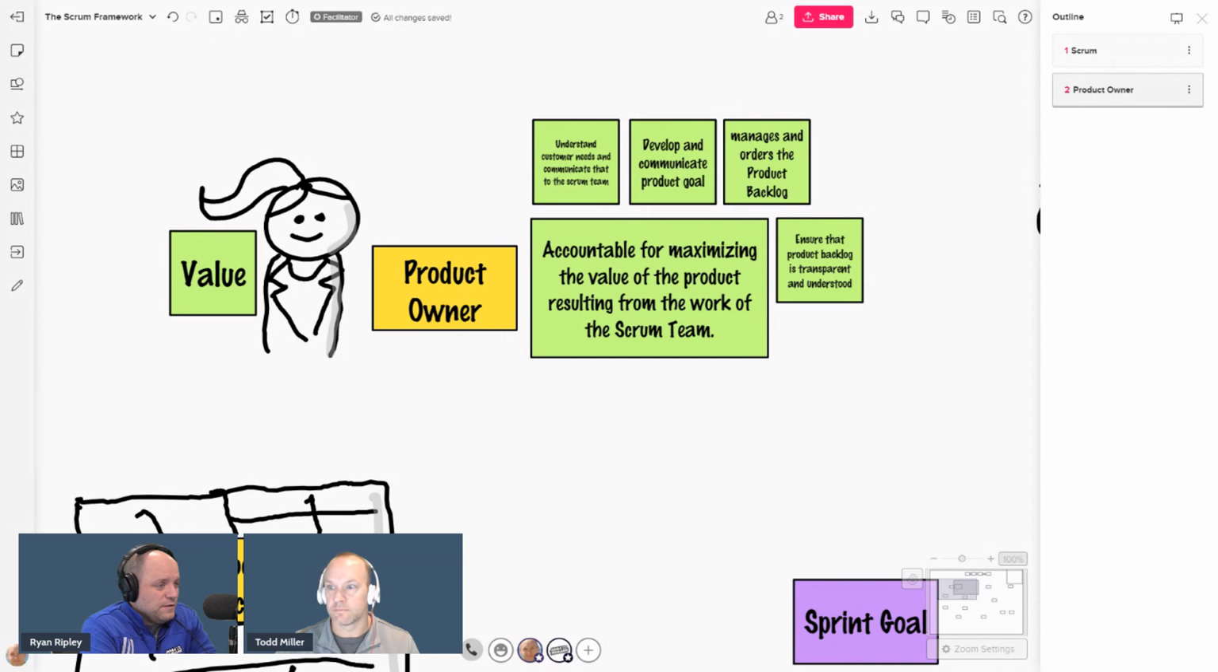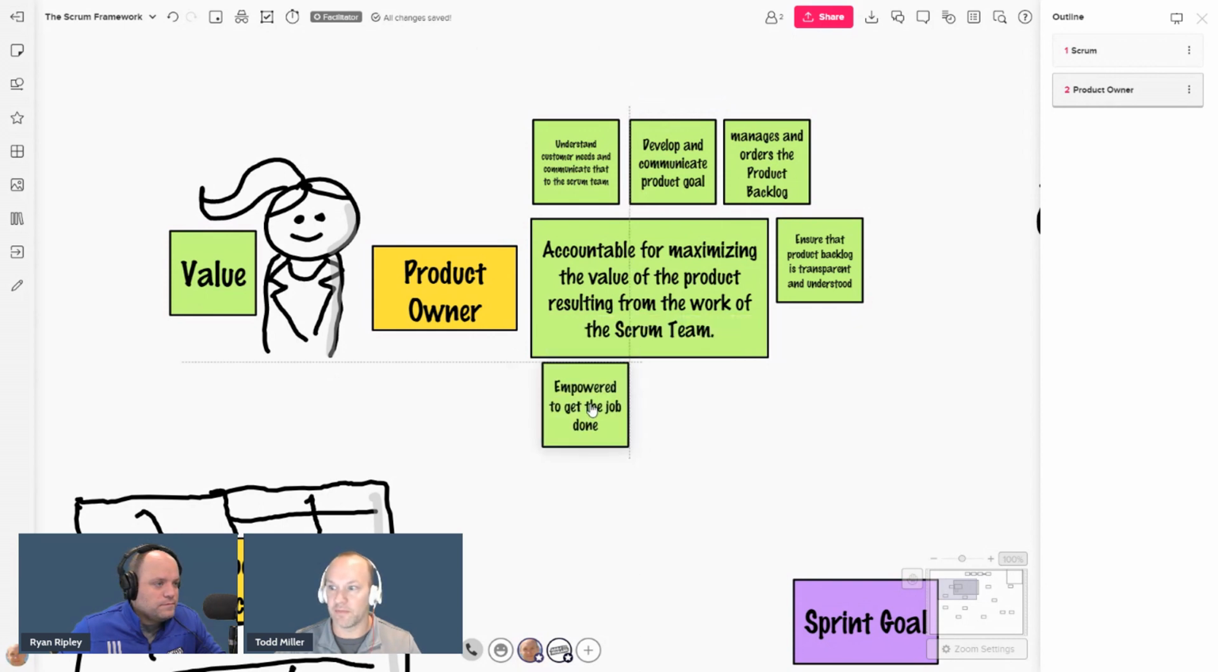Developers won't understand what is the intention behind the product backlog items and the value that we're trying to achieve. And a lot of things go sideways. So that idea of ensuring that the product backlog is transparent, meaning well understood, is absolutely essential, Todd. Yeah, 100%. And this sounds like a lot of responsibility and accountability, right, that a product owner has.